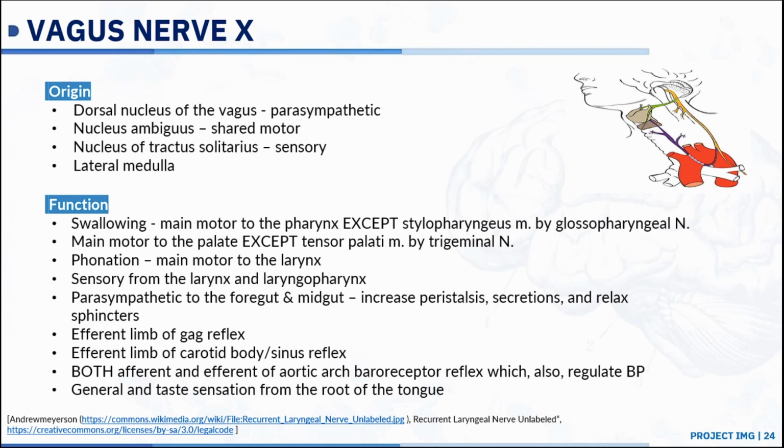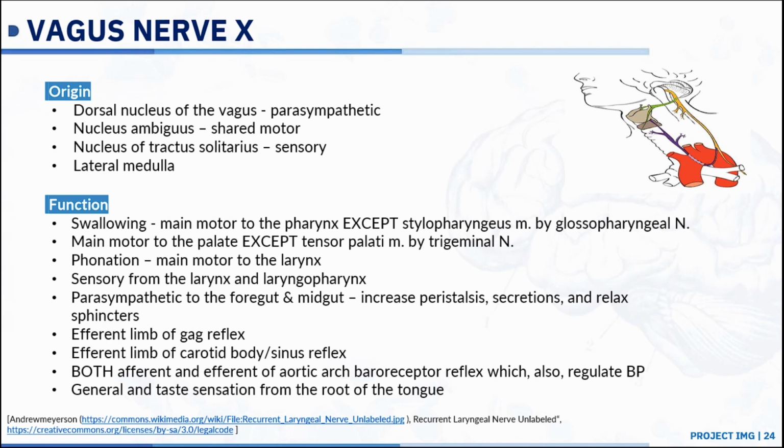Phonation: main motor to the larynx, sensory from the larynx and laryngopharynx. Parasympathetic to the foregut and midgut. Increases peristalsis and secretion and relaxes sphincters.